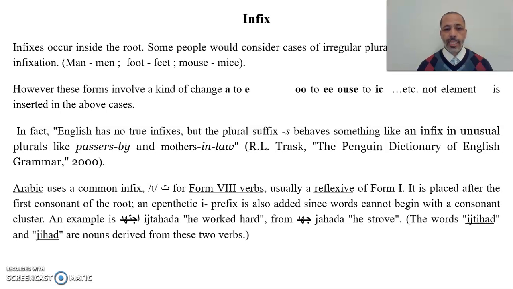But you can find some other examples in English, like a word like passers-by, where you have an s which is inserted, because the singular form of passers-by is passer-by. So when you have an s there, which is inserted between passer and by, some people would consider that s as a kind of infixation.